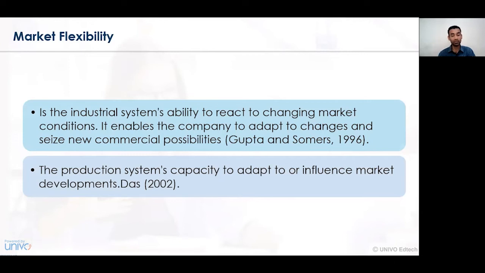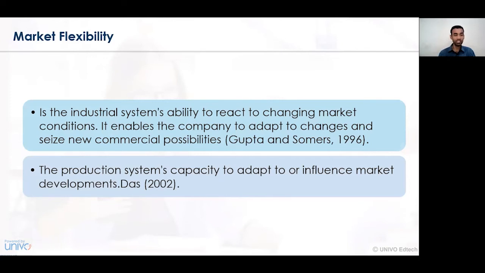The production system capacity to adopt or influence the market development. This particular concept was given by Das in the year 2002, and this research focuses on the production system capacity. Based on the system of production or the capacity of the production, the market flexibility needs to be controlled, and accordingly such types of goods and services should be provided in the market.